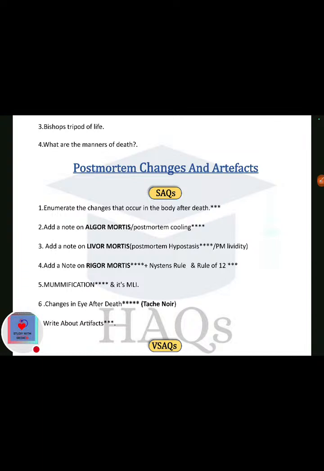What is postmortem caloricity? Increase in body temperature after death. Normally what happens? Algor mortis happens, that is decrease in body temperature, cooling of the body after death. But if there is a rise in body temperature, there might be infection in the body like septicemia, tetanus, rabies, peritonitis, or maybe because of brain hemorrhage, injury to the hypothalamus, or some toxins like strychnine poisoning, carbon monoxide poisoning, or excessive muscular activity before death like convulsions in epilepsy.